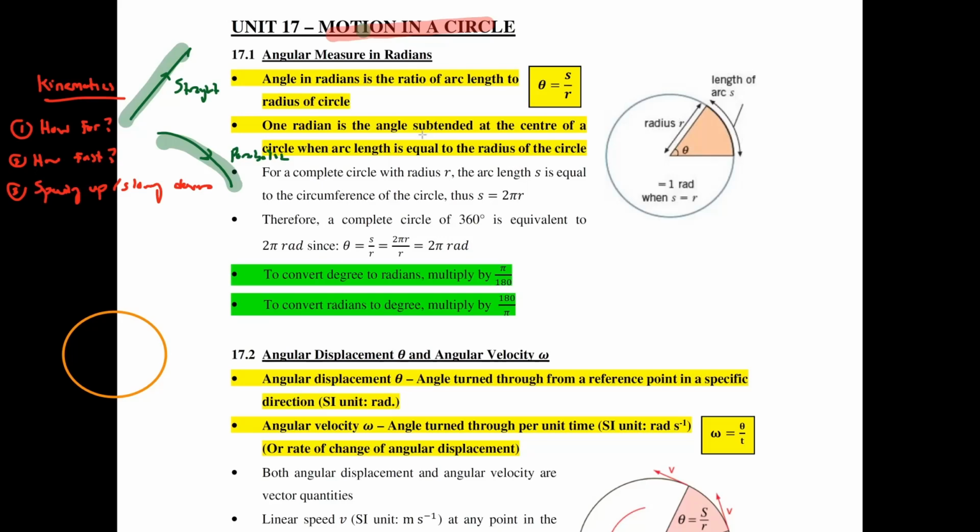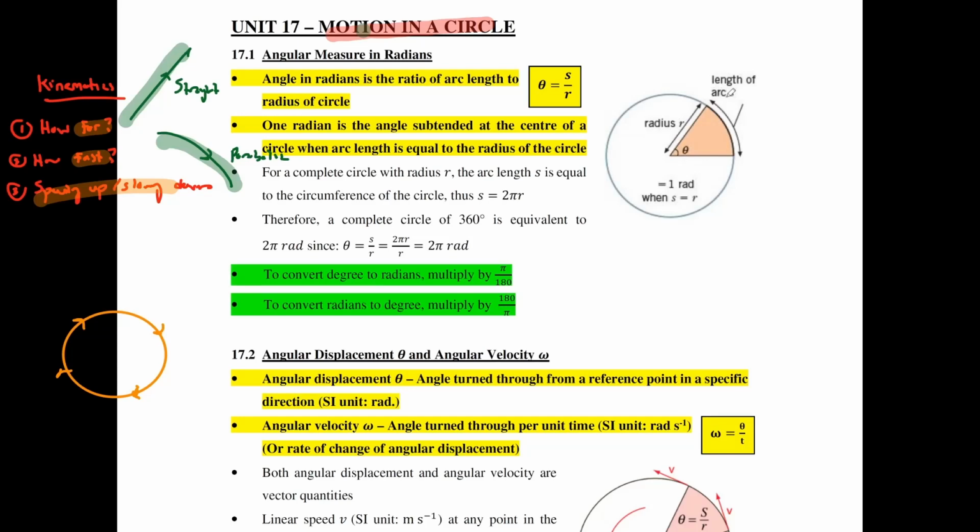So motion in a circle is still a study about motion, just that it is dealing specifically with an object that moves in a circle. So when something moves in a circle, we're also interested in describing how far has it moved, how fast was it moving, and also whether it was speeding up or slowing down. So the first page here will basically tell you about certain physical quantities that you need to know.